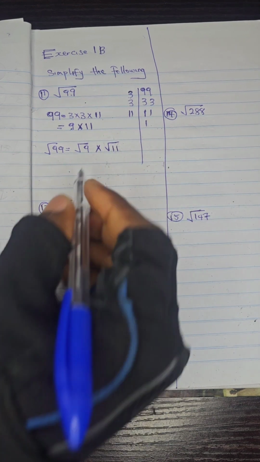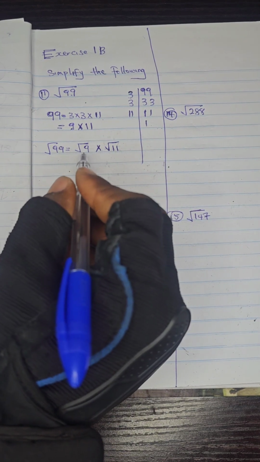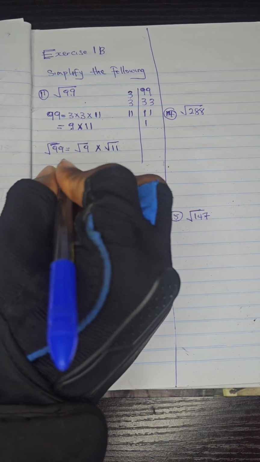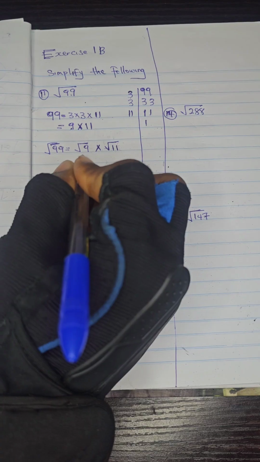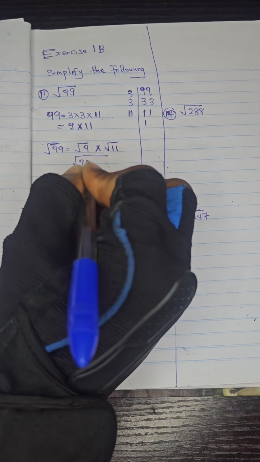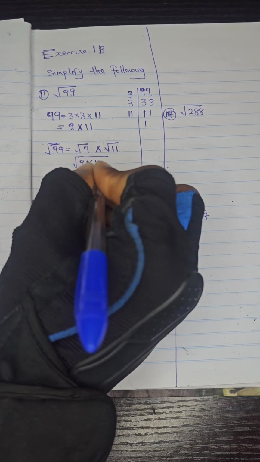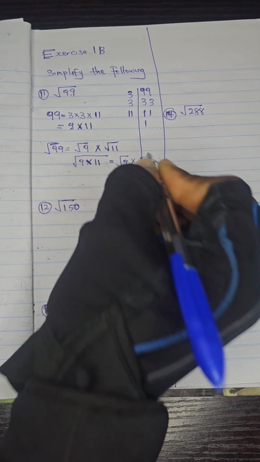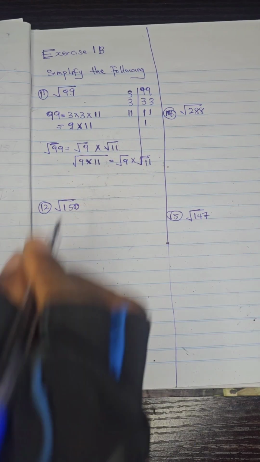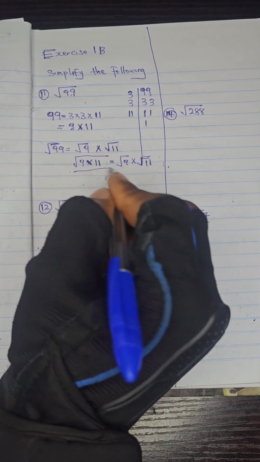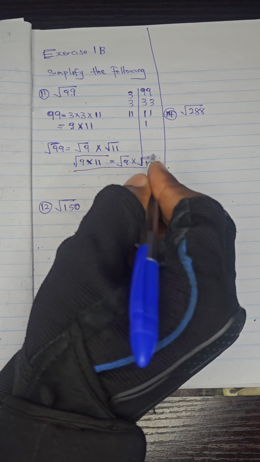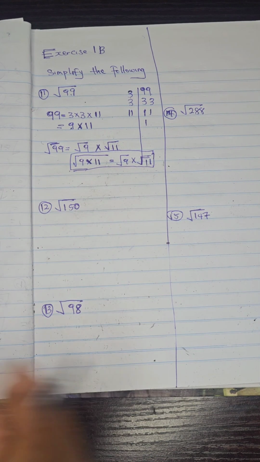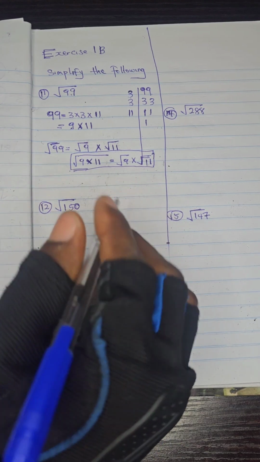For those that don't understand this rule, let me explain it because we did it in our last class. It means that 99, that's 9 times 11, can also be expressed as the square root of 9 times the square root of 11. So that's what I did. We explained this in the last class. I'll try and put the link to this explanation in the description of this video so you can go through it and understand the rule.